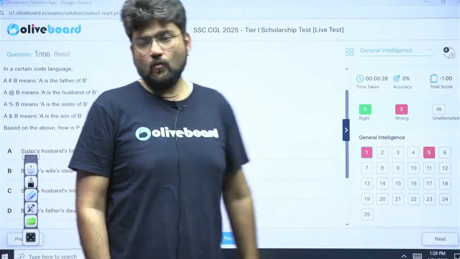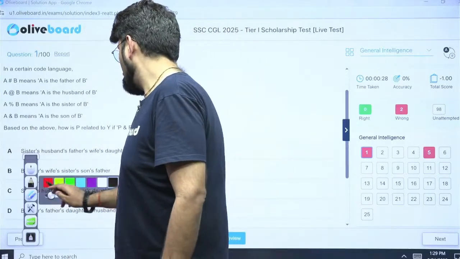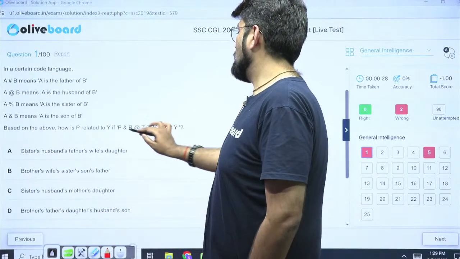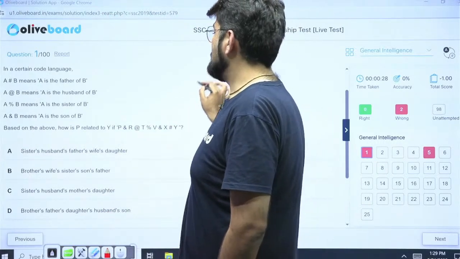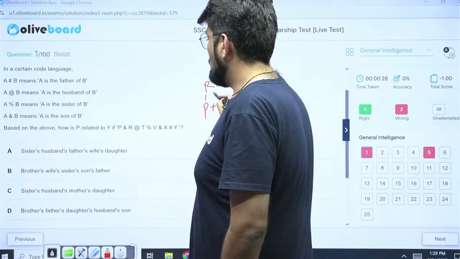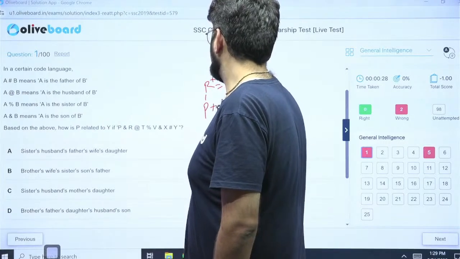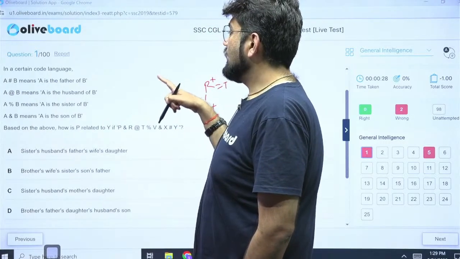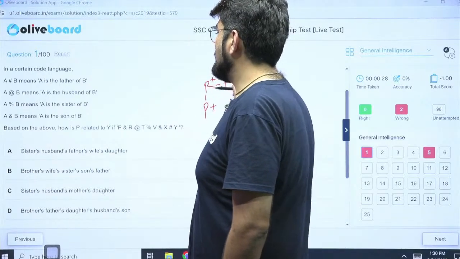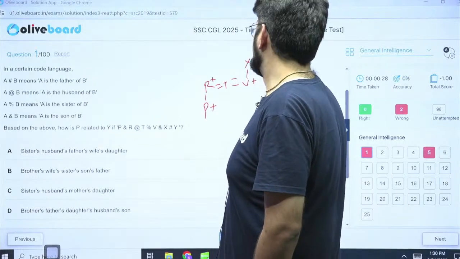Okay, now we need to check how P is related to Y in this question. P & R means P is the son of R. R @ T means R is the husband of T. T % V, T is the sister of V. V & X, so V is the son of X. And X # Y means X is the father of Y.